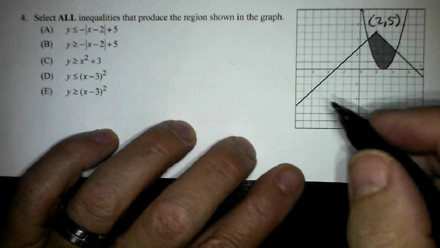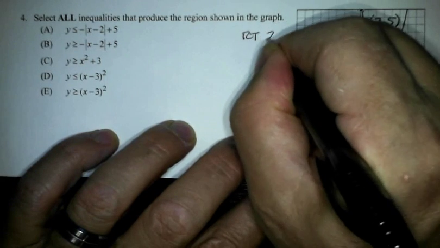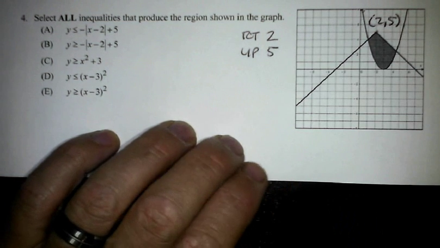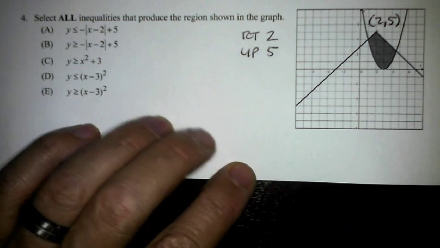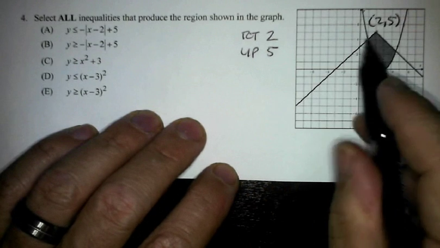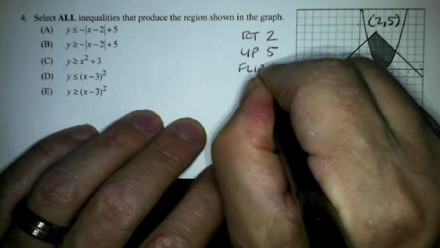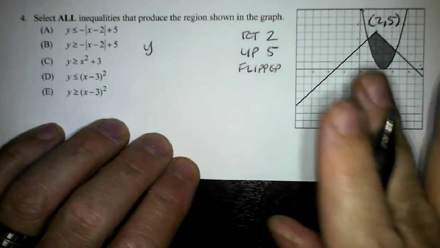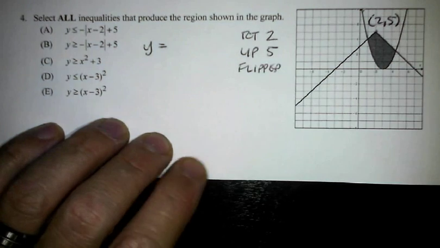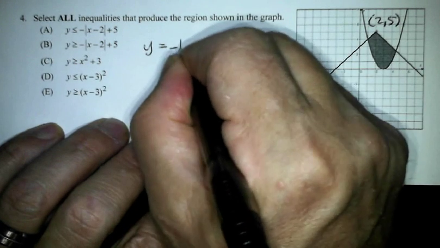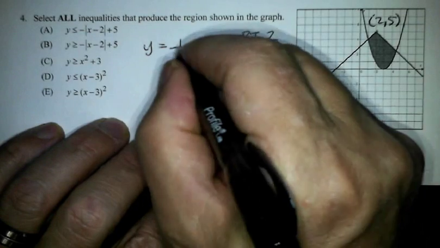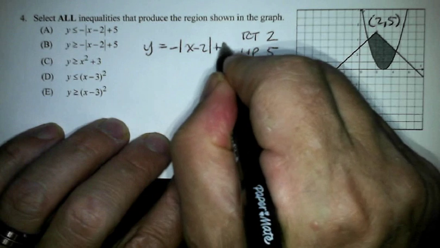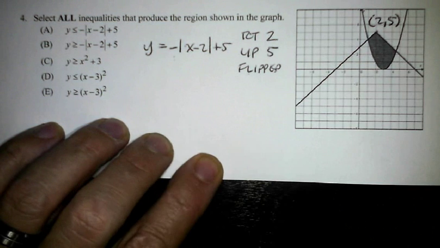So that tells me for my absolute value, it's right 2 and up 5. So when I go to write my equation, it's going to be a flipped graph. So it's y equals negative absolute value of x minus 2, plus 5. Again, the negative was because of the flip.